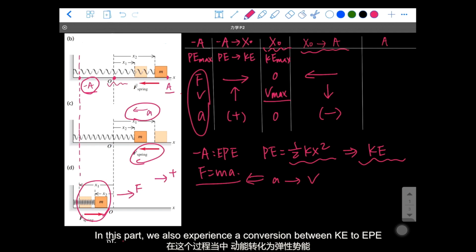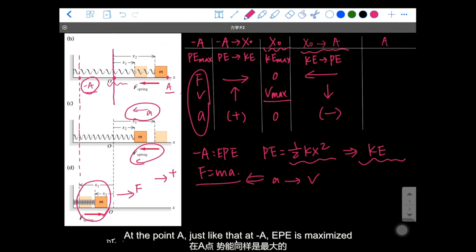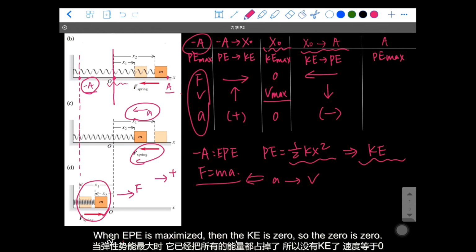Okay, so in this part, we also experience a conversion between kinetic energy and potential energy, since now we have displacement again relative to the x0 that we set, right? So at point A, just like at minus A, potential energy is the maximum, since A is the maximum displacement this plane has, right? So when potential energy is maximum, there's no kinetic energy. The velocity will be 0.